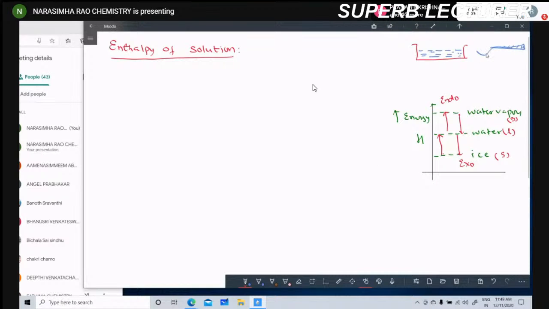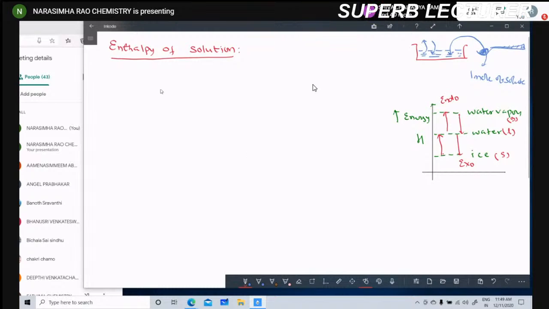Now, this is 1 mole of solute. When it is added to this and dissolved, due to the dissolving process, based on the nature of the solvent and solute, heat may be evolved or heat may be absorbed. Such heat change is called the enthalpy of solution. Is it clear, children?